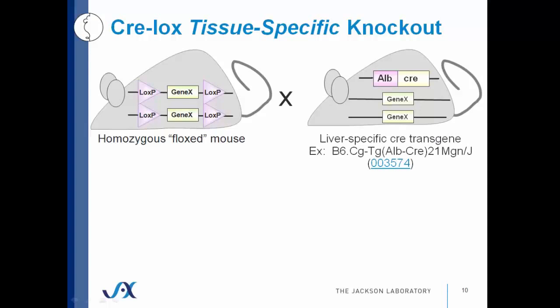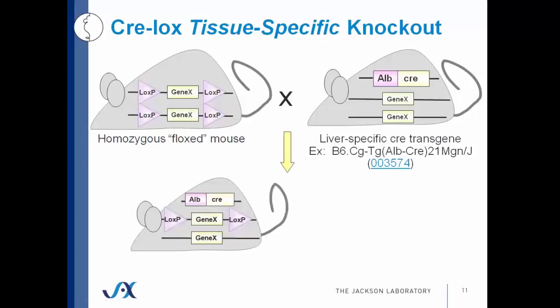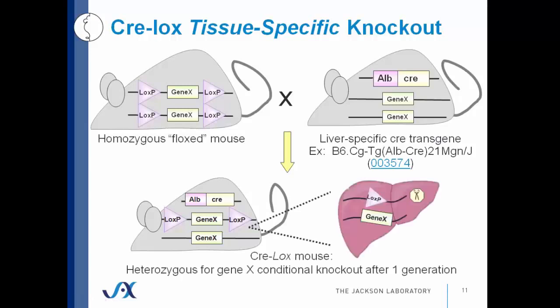strain of interest. In this case, it's an albumin Cre, which gives liver-specific expression of Cre recombinase. And from that cross, you'll generate mice that are heterozygous for the floxed allele, so they have one floxed allele, one wild-type allele, and then carry the albumin Cre. So in these mice, the whole mouse itself is normal, but in the liver, the Cre is expressed, and therefore then the LOXP flanked allele can be deleted.